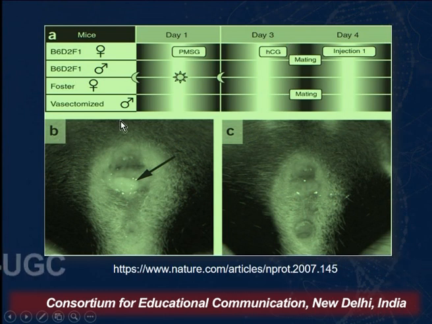And we use vasectomized male mice. Vasectomized male mice do not produce any sperm, so they are not going to make the female pregnant. That is why it is called a pseudo pregnancy: the mating will occur, but because the male does not produce any sperm, there will not be any pregnancy. But the female is undergoing the same cycle and same mechanism as the donor mother.